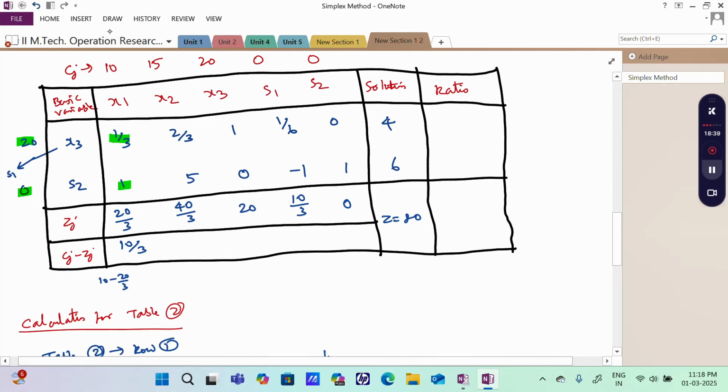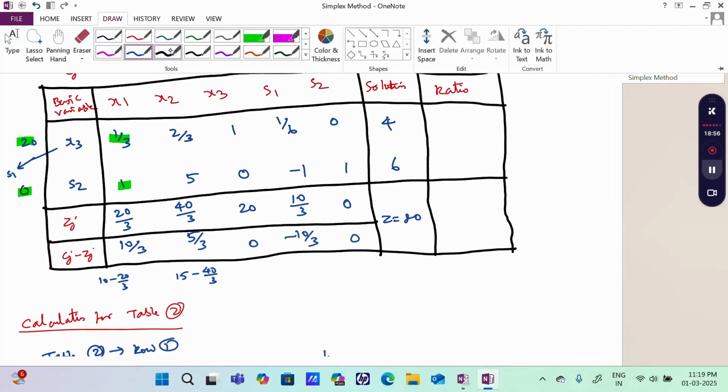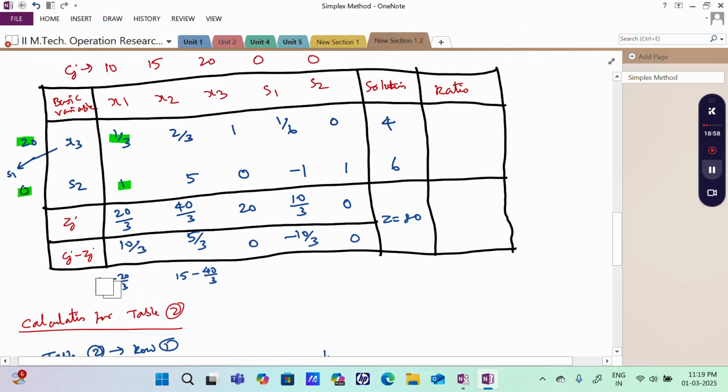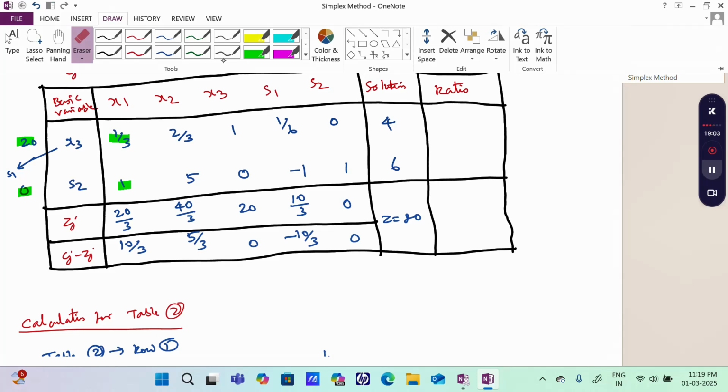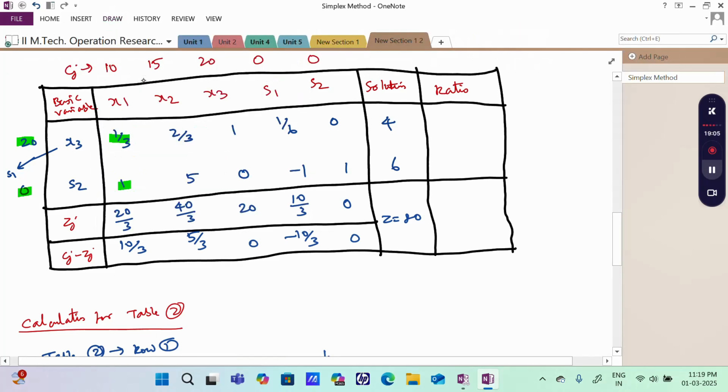And then this 15 minus 40 by 3, 45 minus 40, so 5 by 3. And then 0 minus 10 by 3, and then 0. Now see, Cj minus Zj, when the values are 0 and negative, then the process will be over. But here we have two positive values.